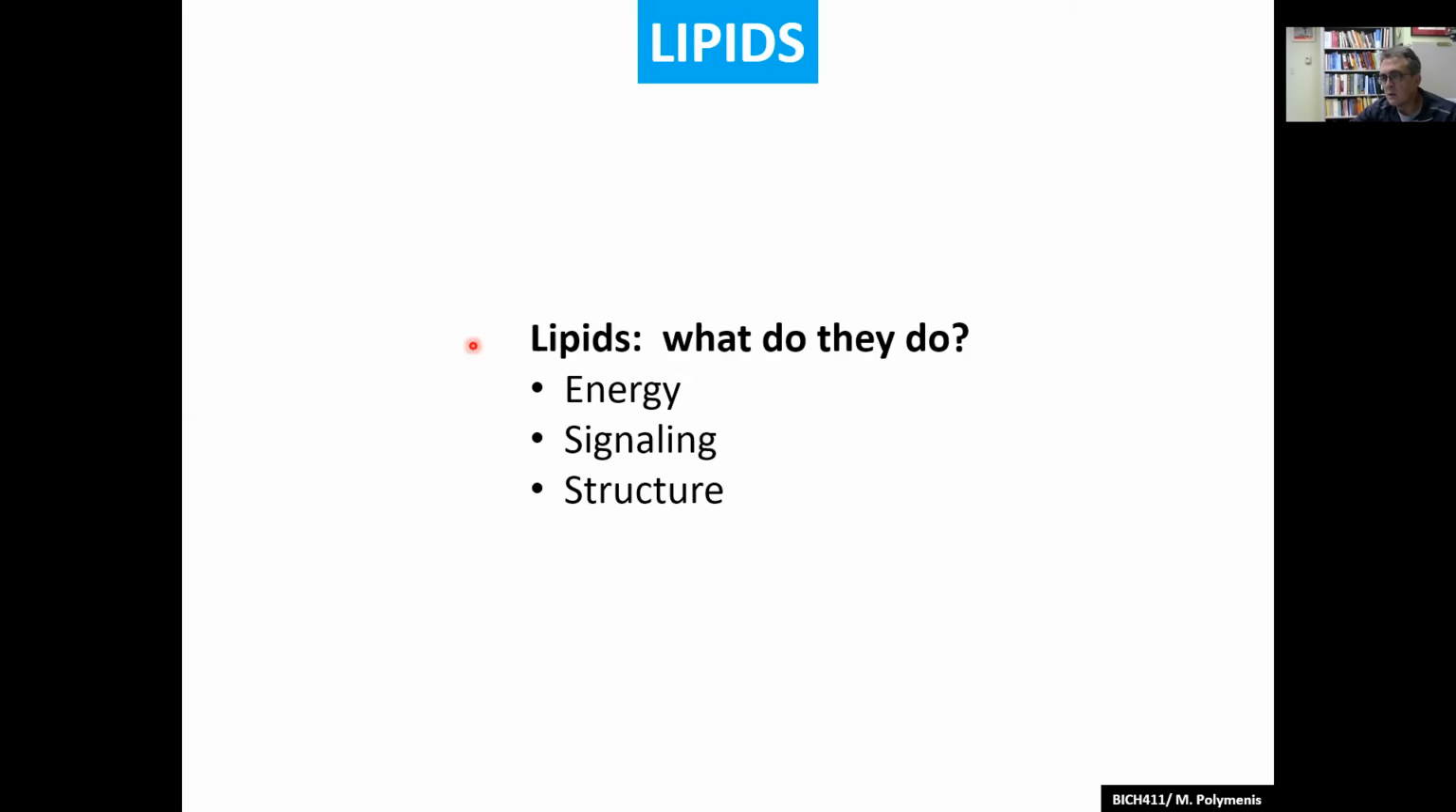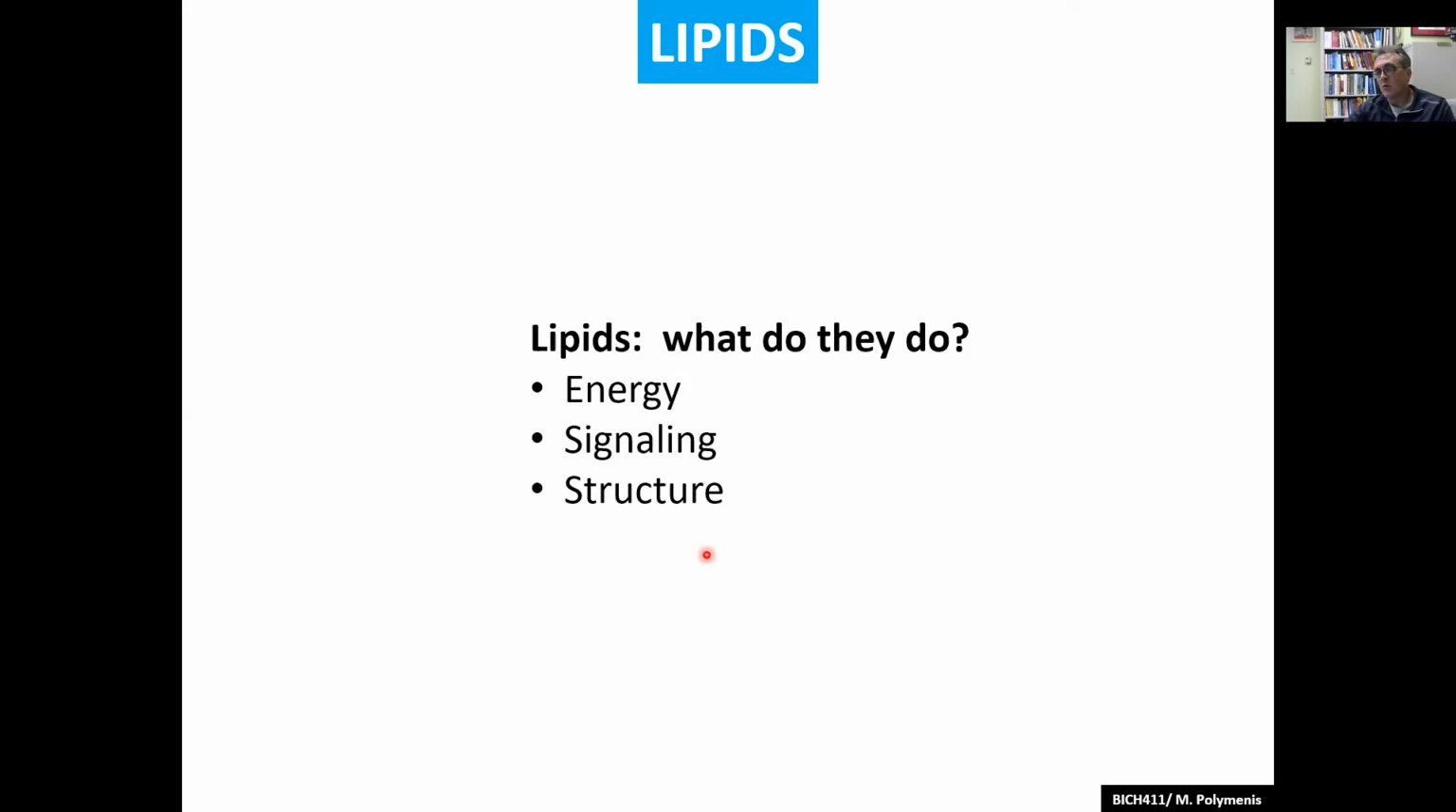What do they do? Of course, they provide energy, as we saw with fatty acids. When you break them down, you get a ton of ATP. They're the energy stores. But the point we're going to try to make with this video is that they actually have many other purposes and functions in the cell.